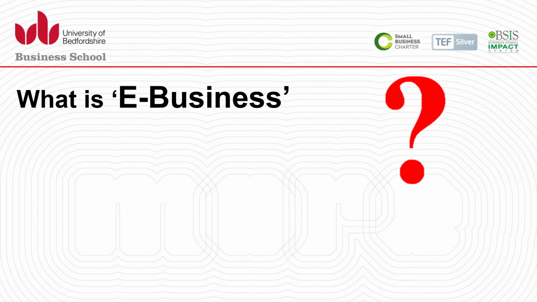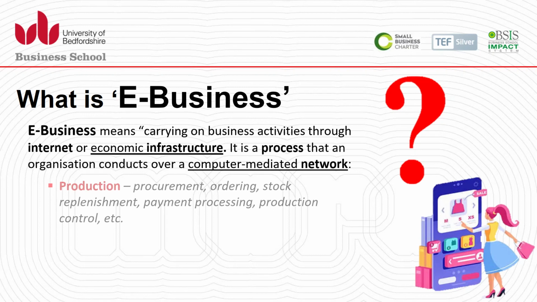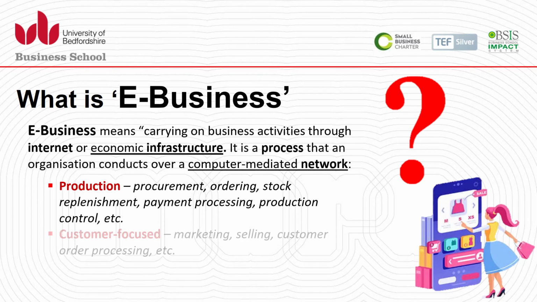We know e-business can take place on two main platforms. It can be an online storefront or it can be online marketplaces. So e-business means carrying on business activities through the internet or electronic infrastructure. It is the process that an organization conducts over a computer-mediated network. Take the example of production: supply chain, procurement, ordering, stock replenishment, payment processing, production control, etc. They're all going to be digitized.